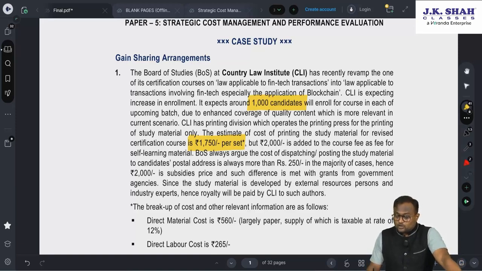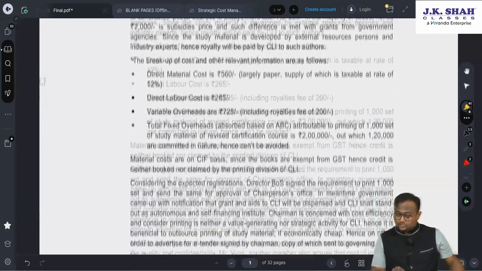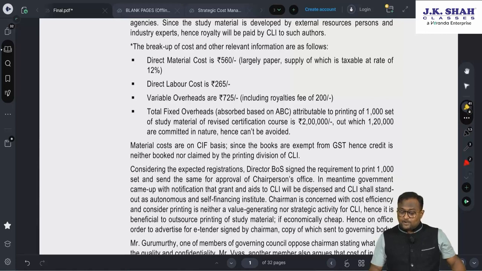Board of Studies always argue the cost of dispatching and posting the study material to the candidate's postal address is always more than 250 in the majority of cases. Hence, 2000 subsidizes the price and such difference is made from grants from the government agencies. So you don't have to incur the cost, it will be given to you. Since the study material is developed by external resource persons and industry experts, royalty has to be paid by CLI to such authors. Look at the breakup of cost. It is 560, 265 and 725. So if I talk about the total, 560 plus 265 plus 725, it comes to 1550.